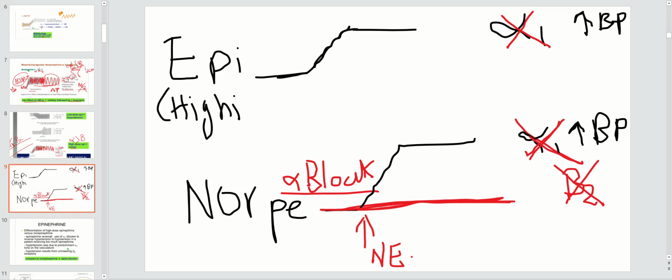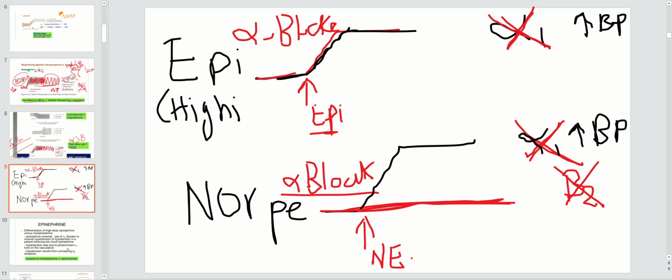Now what will happen if you give the high dose of epinephrine? This will be the effect: alpha 1 effect, increasing the blood pressure. Now you give the same alpha 1 blocker to the patient who has been given high dose epinephrine. So what will be the effect? Now, when you are cutting down the alpha 1 effect, the blood pressure with epinephrine will not remain the same. It will drop down.